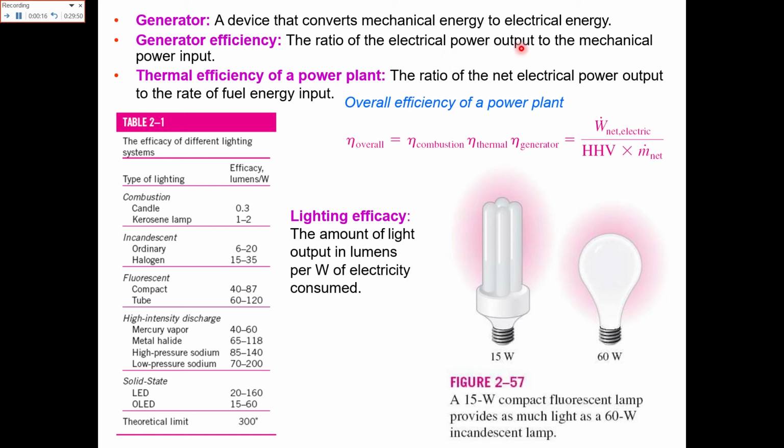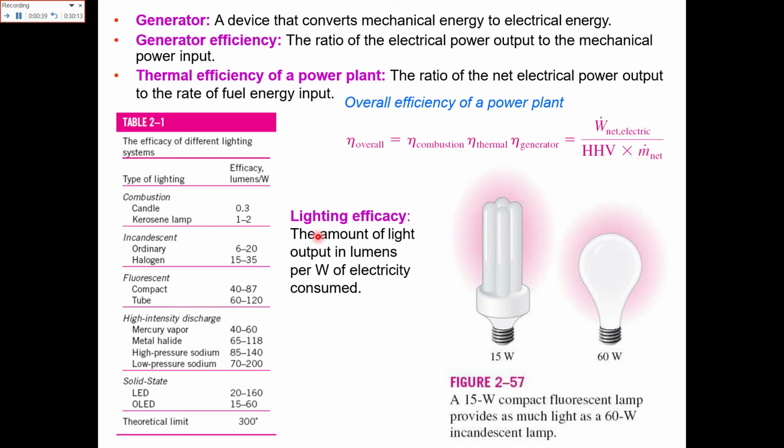The generator efficiency is the electrical power output divided by the mechanical power input. So for overall efficiency, the formula is W net electric, the net electric work rate, divided by the high heating value, HHV, multiplied by the mass flow rate, m dot.